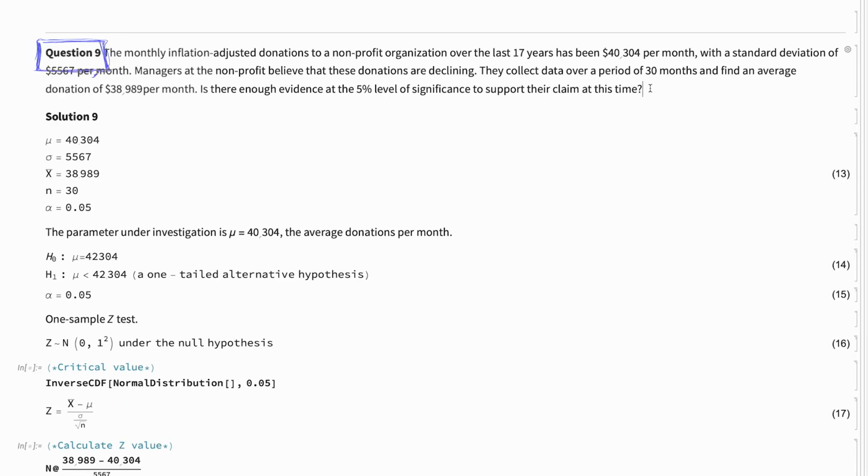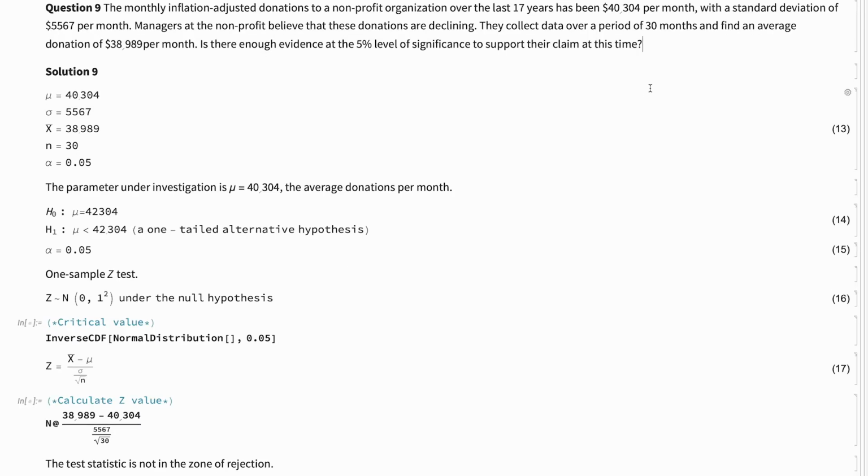The monthly inflation-adjusted donations to a non-profit organization over the last 17 years has been $40,304 per month, with a standard deviation of $5,567 per month. Managers at the non-profit believe that these donations are declining and they should do something about it. They collect data over a period of 30 months and find an average donation of $38,989 per month, inflation adjusted. Is there enough evidence at the 5% level of significance to support their claim at this time?